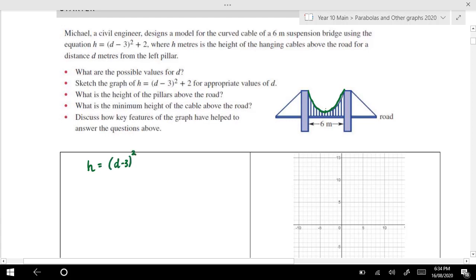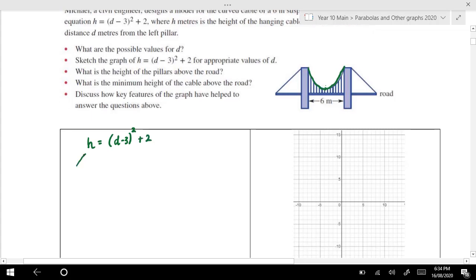You'll notice that a lot of these, we don't use y and x anymore. But this h is like the y, and this is in turning point form. There's a turning point at, well, what does d have to be for this to be 0? d would have to be 3, and the y part of the turning point is 2. So there's a turning point at (3, 2).